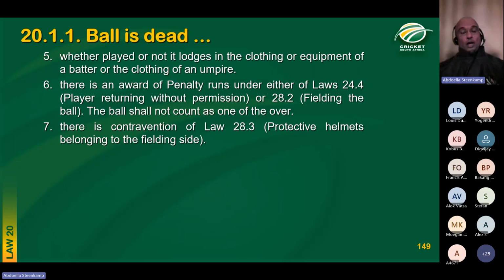If a ball while in play hits the protective helmet that was placed behind the keeper, as soon as the ball touches the helmet, the ball automatically becomes dead. And as soon as the match is concluded, the ball automatically becomes dead. So these are the 8 instances where the ball automatically becomes dead.